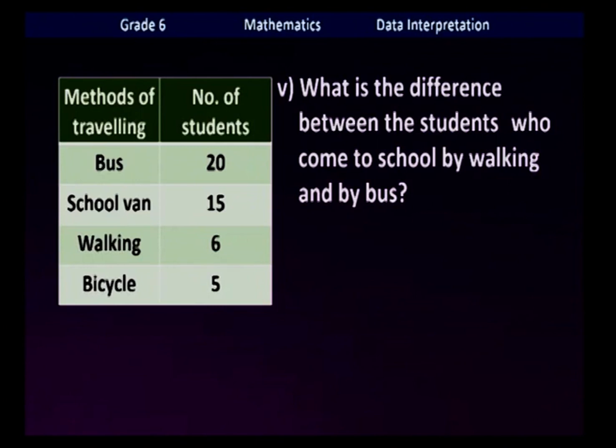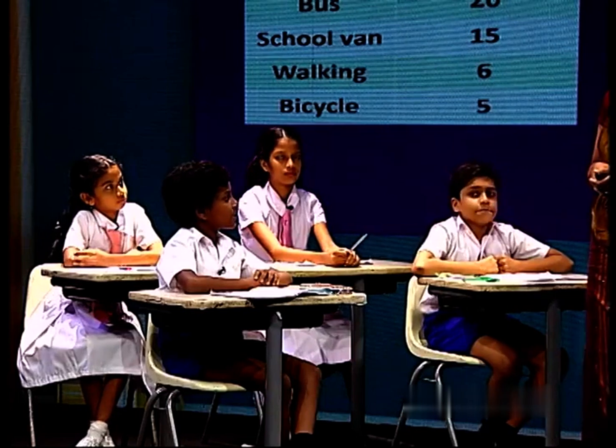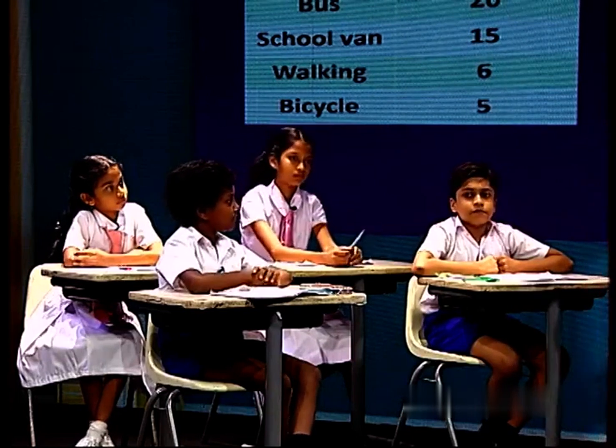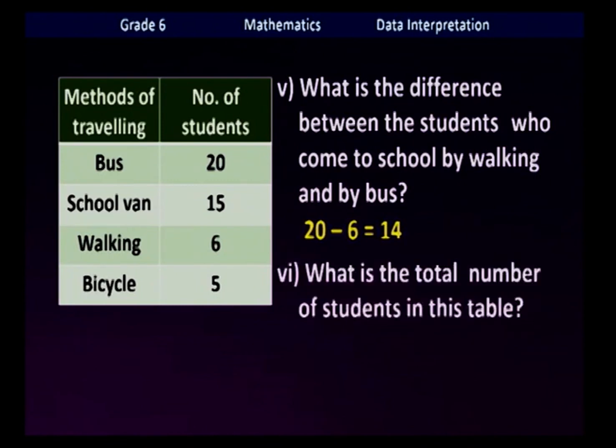What is the answer, Nesika? 20 subtract 6 equals 14. Very good. 20 students come to school by bus and 6 students come to school by walking. Then we have to subtract 6 from 20. The answer is 14. What is the total number of students in this table?